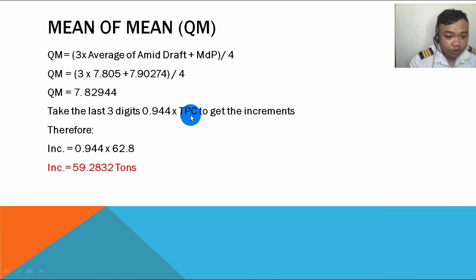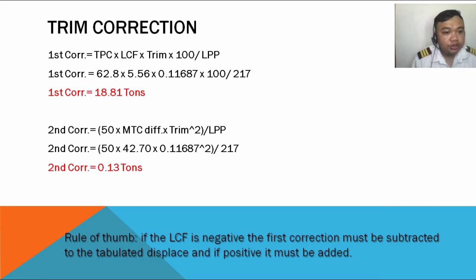So we have already the increments. So this is 0.944 times 62.8. The increments would be 59.2832 tons. Okay, so we have the increments which will be added to the tabulated displacement at quarter mean. Okay, so we have to get the trim correction.